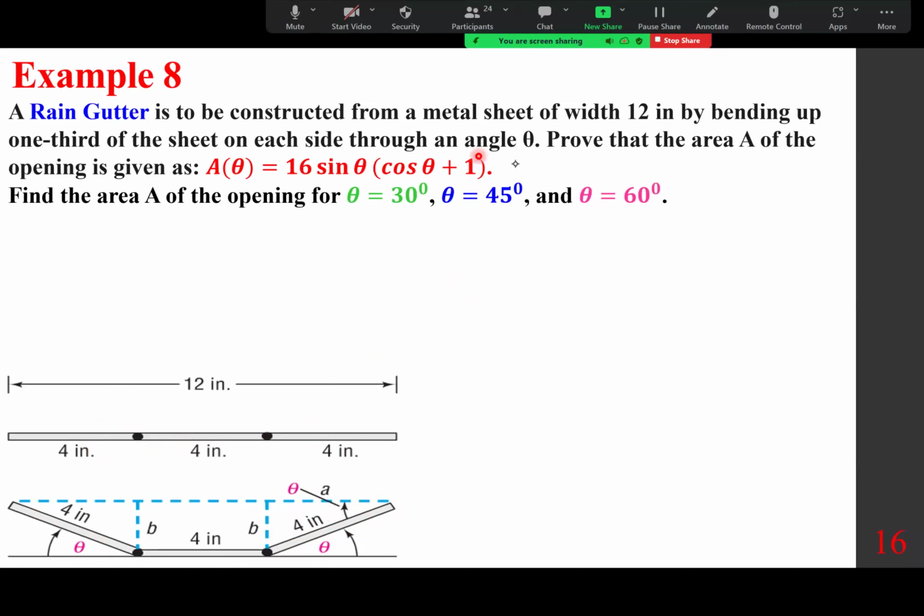Sheet on each side through an angle of theta. So this is the angle of theta, and of course these two lines are parallel, so this crosses it. These two angles are equal, by the way. Prove that the area A of the opening is given as A of theta equals 16 sine theta times cosine theta plus 1.